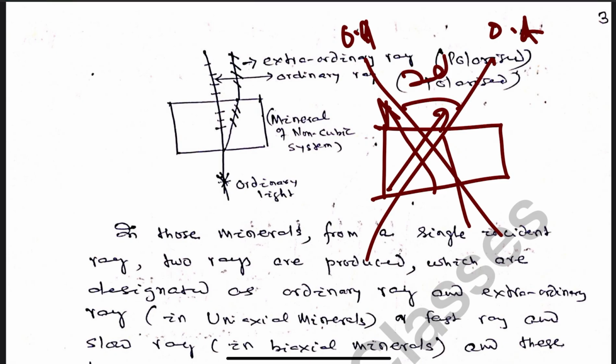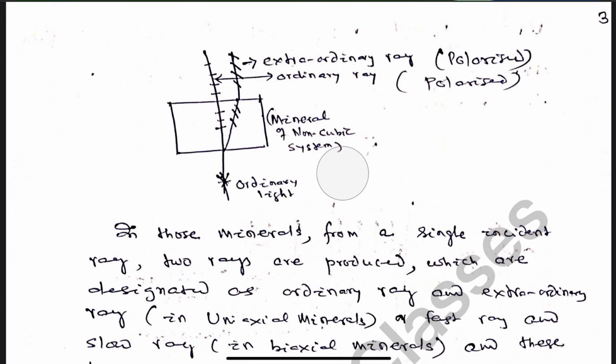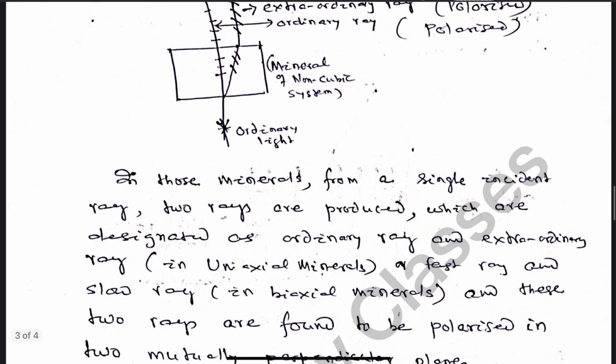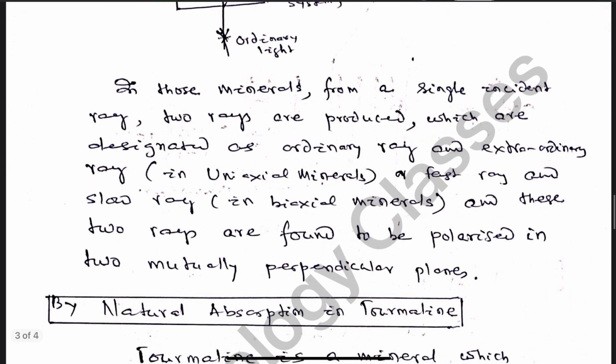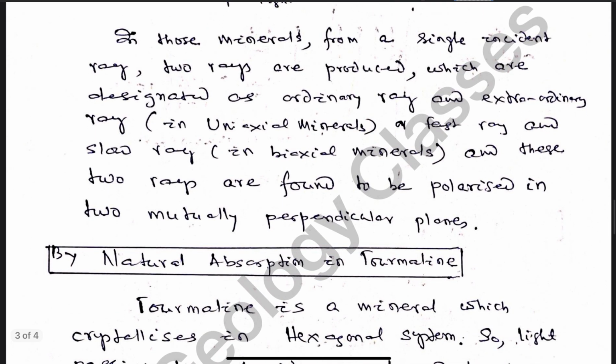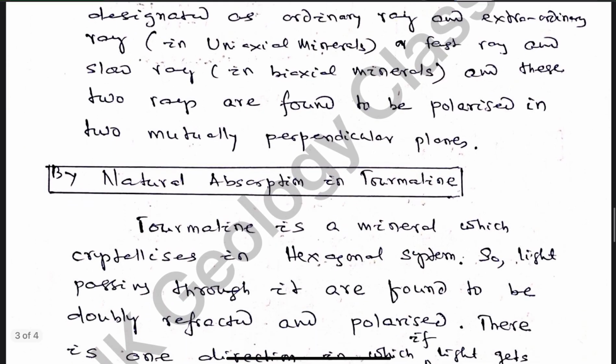So light entering into any unstable substance is found to be polarized except in the direction along which the optic axis occurs. So for light moving parallel to the optic axis, we can say that there occurs no double refraction or no polarization. That has been discussed here. In other directions of unstable substances, light is found to be polarized. So through passage of light into any unstable substance, there occurs double refraction, and the two rays which are produced are found to be polarized in two mutually perpendicular planes.